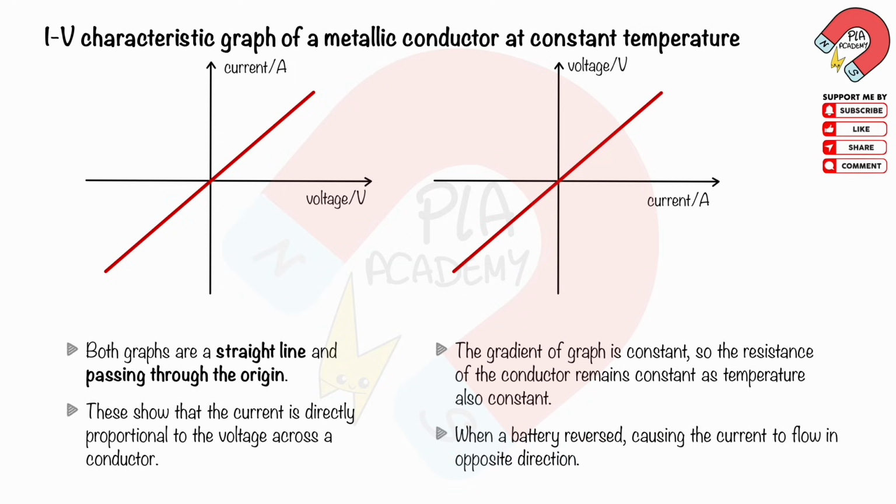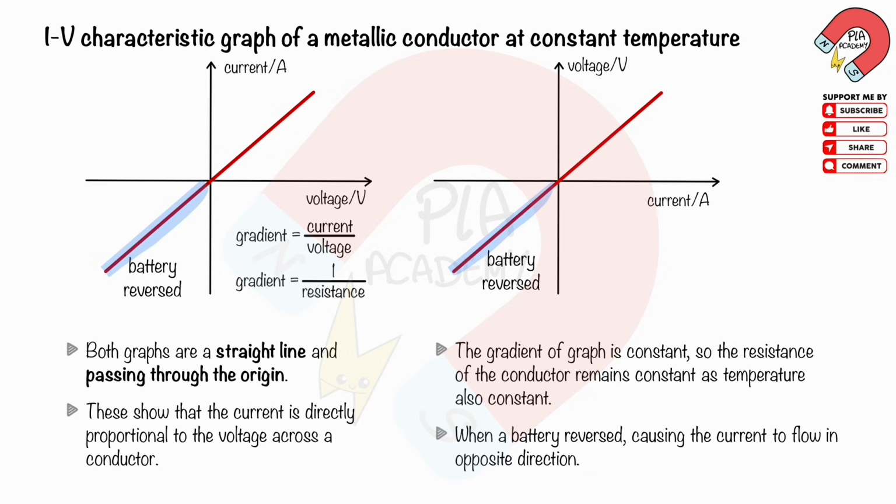When a battery is reversed, the current flows in the opposite direction. On both graphs, these sections show the battery reversed. In this graph, its gradient equals current divided by voltage, which is 1 over the resistance. In this graph, its gradient equals voltage divided by current, which is the resistance.